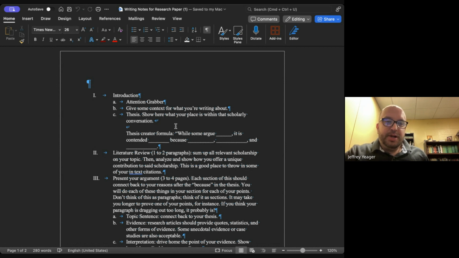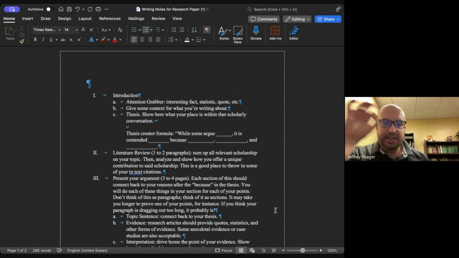So anytime you write a paper like this, in the introduction you always need an attention grabber. You don't want to start out by saying, for decades, people have written about how you grade papers. That type of general blanket statement is a boring way to start a paper. Usually with attention grabbers, you want an interesting fact, statistic, quote, something like that to get the reader engaged. Whenever I write something, I always like to start with a juicy quote to get the essay rolling.